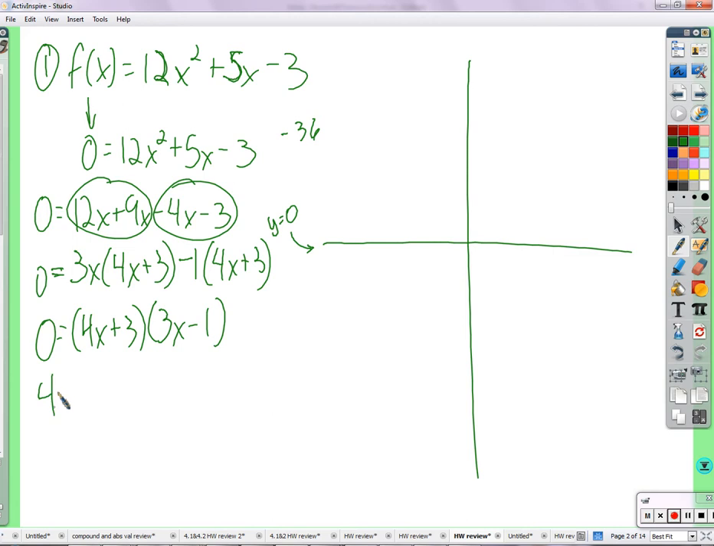Set each of these equal to 0, because we have a number times a number equals 0, so that means one of them is 0. If we do the same for that one, we'll find that x is 1/3. So, let's try to make this scale so that we can actually see these x-intercepts. x is 1/3, x is negative 3/4. And those two are the x-intercepts.